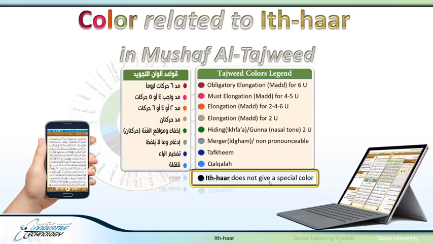So Ith'haar does not have any special color. The color black is the color used usually for the normal text. An example of that, if we look at Min Amri, Nun followed by Hamza, which is an Ith'haar letter, both the Nun and the Hamza and the Alif are all in black. Another example, Jannatin Aliyah, this Tanween followed by the letter Ayn, and again both the Tanween and the Ayn are in black color.